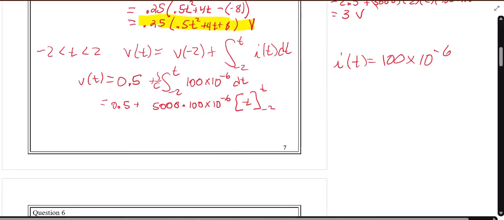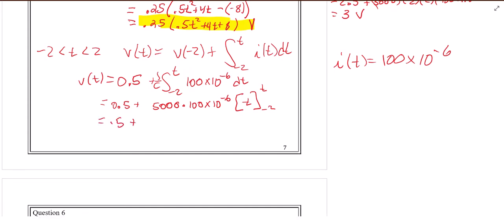And if you plug that in, let's see, you get 0.5 plus 5,000 times 100 times 10 to the -6 is 0.5. And then this becomes, you plug in t minus, plug in -2, minus -2 plus 2. And so 0.5 plus 0.5 t plus 1 is 1.5 plus 0.5 t volts. So that's the voltage from -2 to 2.